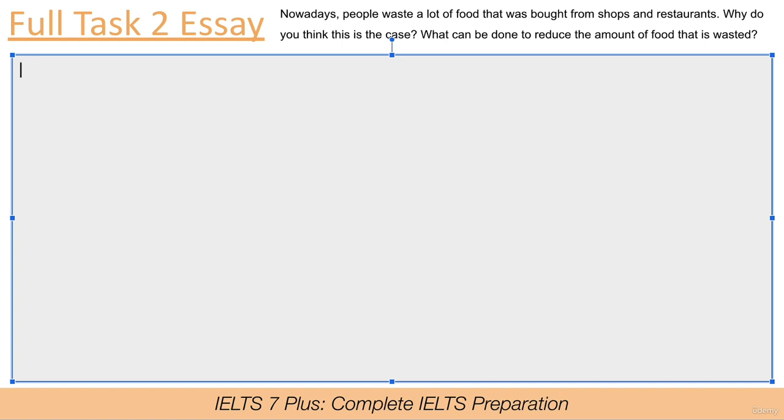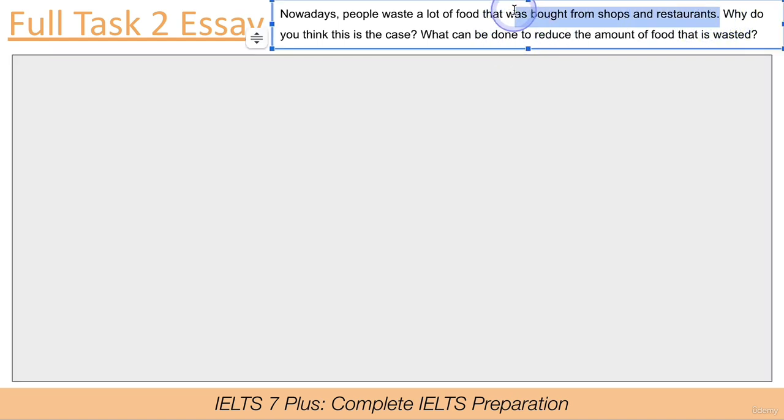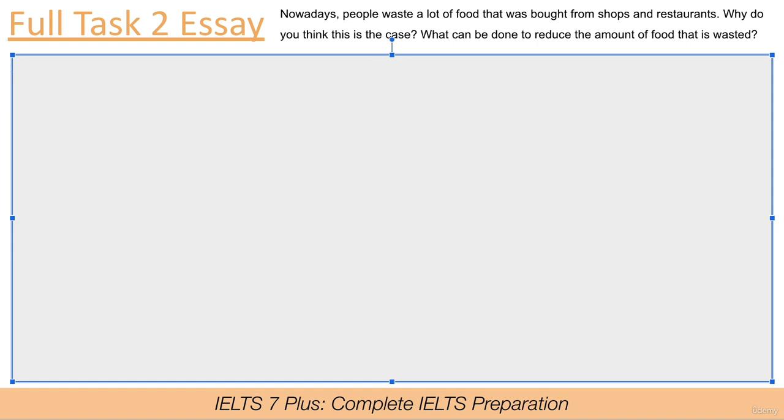Okay, so you might be thinking, where do I start with this essay? Well, we will start with paraphrasing this sentence here. Nowadays, people waste a lot of food that was brought from shops and restaurants. So we want to change that and put that into our own words. Okay. So nowadays we could say, in today's world, comma, people waste a lot of food that was brought from shops and restaurants.